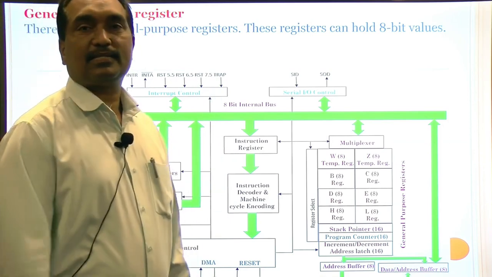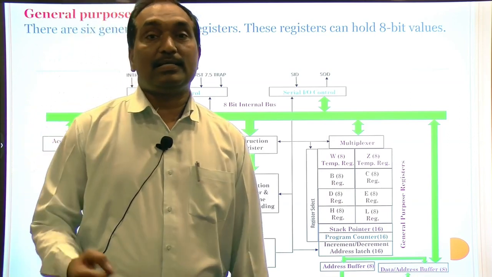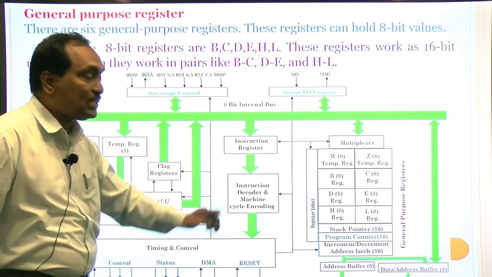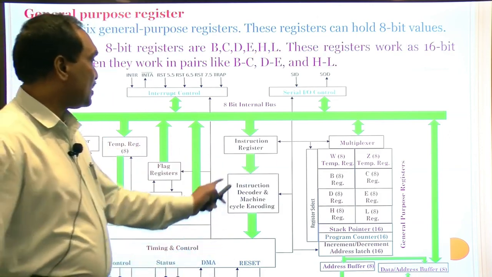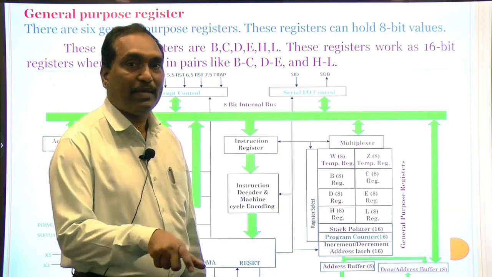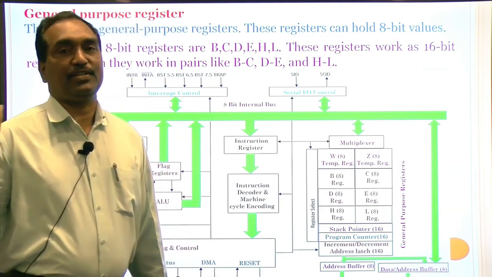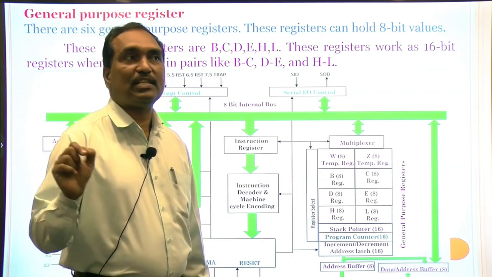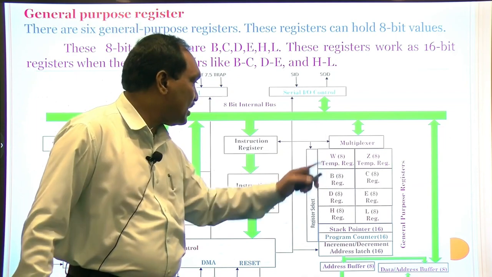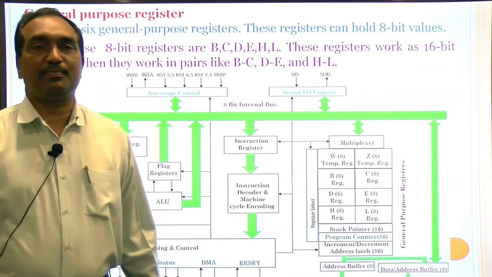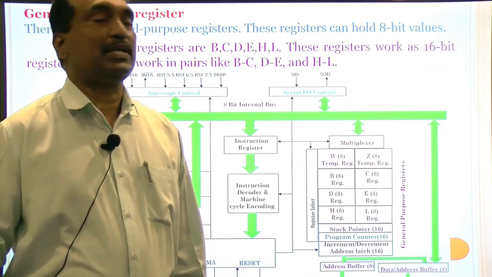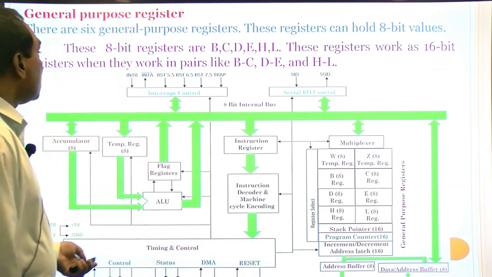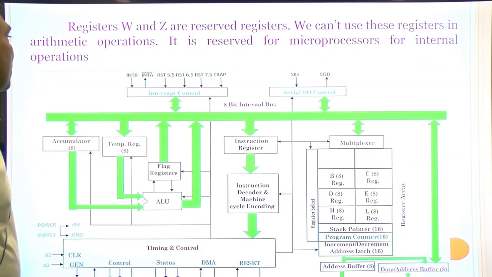In some cases, we may want to do 16-bit operations. In such cases, these registers can be utilized as pairs. For example, B and C, that pair can be utilized for 16-bit operation. And D and E, that is one more pair, can be used for 16-bit operation. And H and L can be used for one more operation. That pair can also be used for 16-bit operation. So there are 3 register pairs to do 16-bit operations.